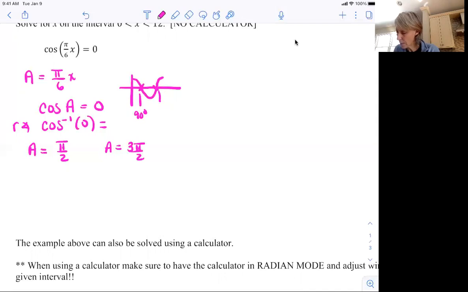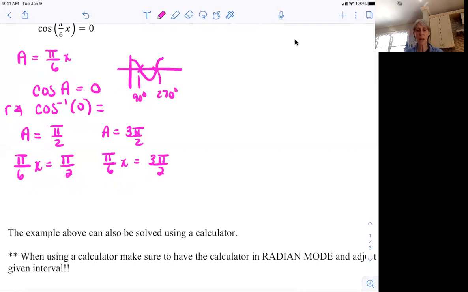90 and 270. Okay. Now, why did I convert these? Why did I use the pi's? Because when I go to replace A, I realize that I'm dealing with pi's in this equation. So it might make sense to write my reference angles in terms of pi. I know we haven't really done much of that yet.